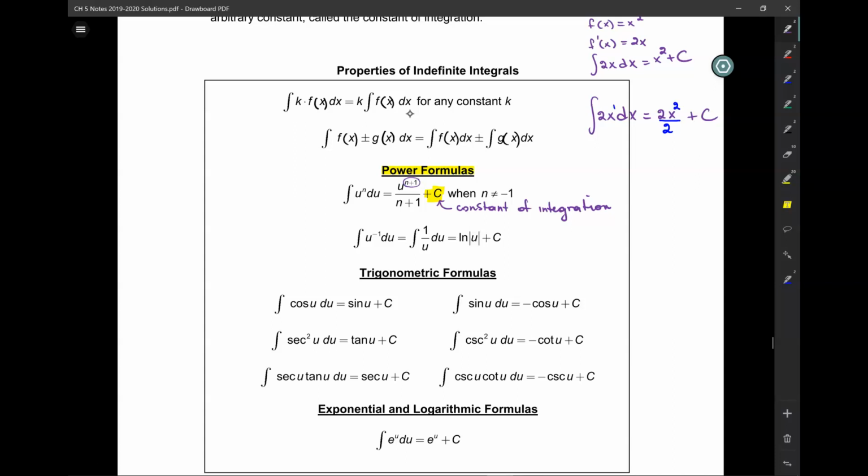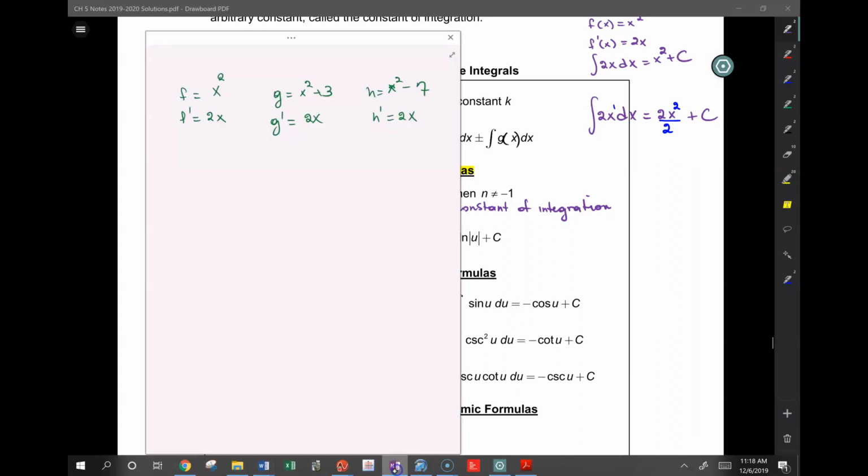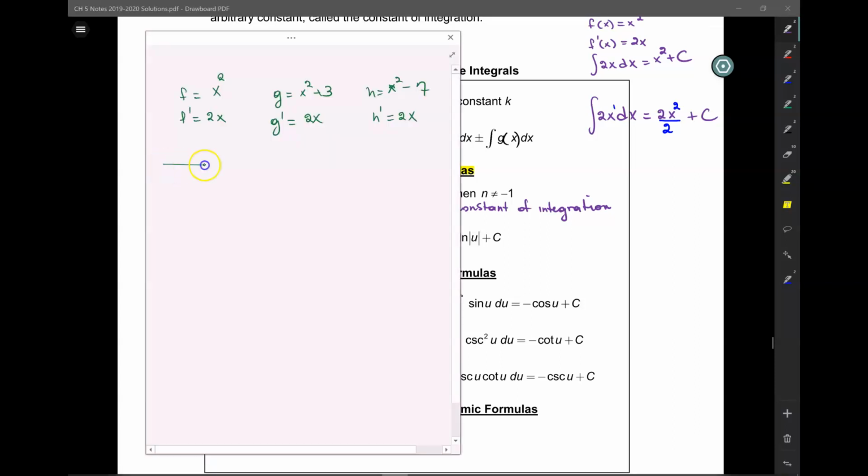Okay, so think about this for a minute. If f is x cubed and I wanted f prime, what did I do? I brought the 3 down, and then what did I do to the exponent? Subtracted 1. So this gives me 3x squared. Now, how would I go back?